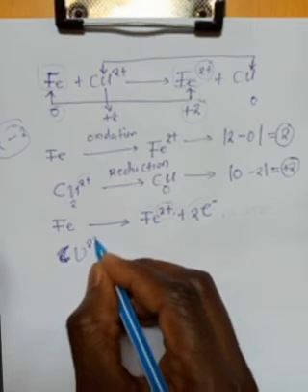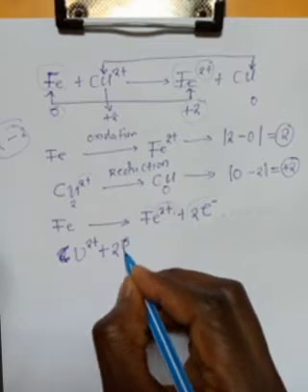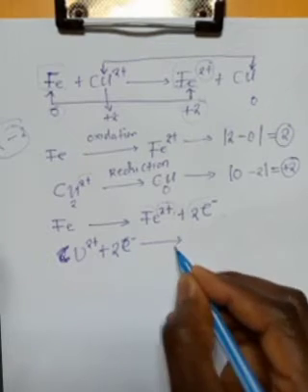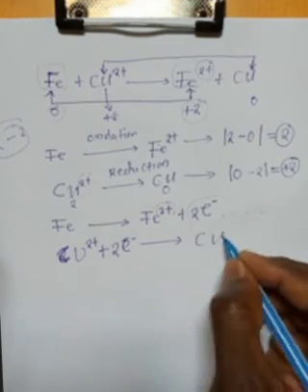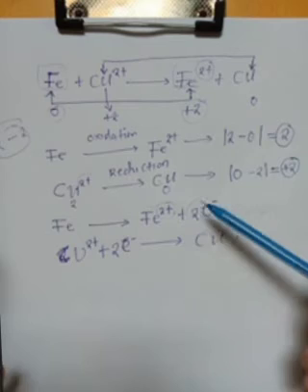Cu 2 plus, plus 2 electrons added, we equate everything to Cu. This also becomes a reaction. So if you check now, everything is balanced.